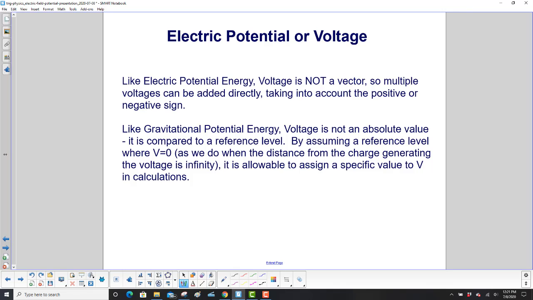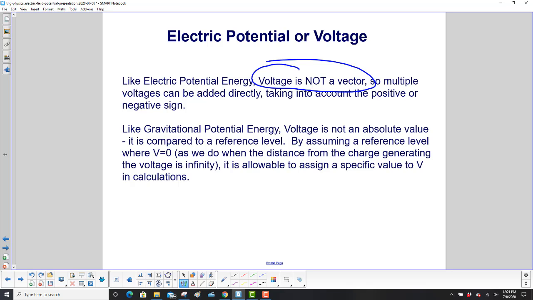Like electric potential energy, voltage is not a vector. So we can add multiple voltages directly, taking into account the positive or negative sign. There's no direction here, no vectors. Like gravitational potential energy, voltage is not an absolute value. It is compared to a reference level.